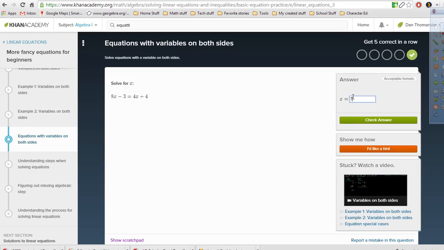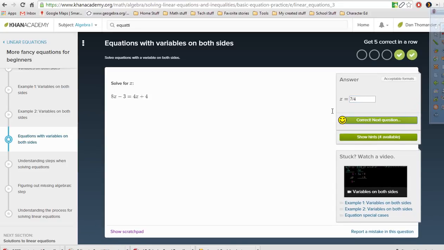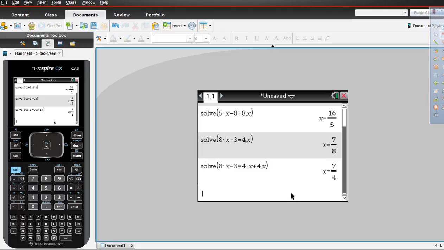Okay. So you can do them by hand if you're wanting to become very good with your calculation skills. Or if you want to solve these using your technology, that's great too, okay? You can use it either way.